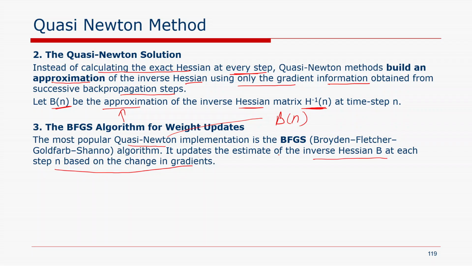One is the BFGS algorithm, which updates the estimate of the inverse Hessian at each step n based on the change in the gradient. We are not going into detail; I am just giving the information about it.